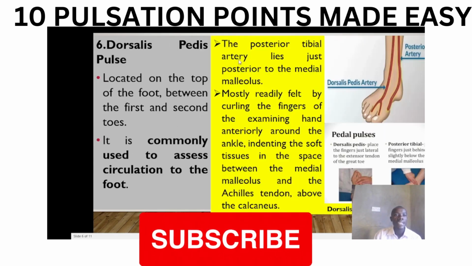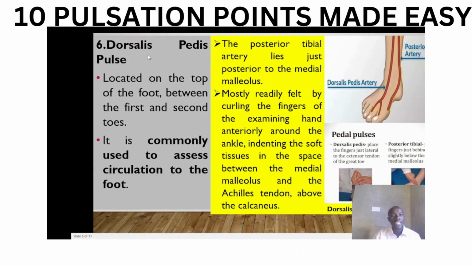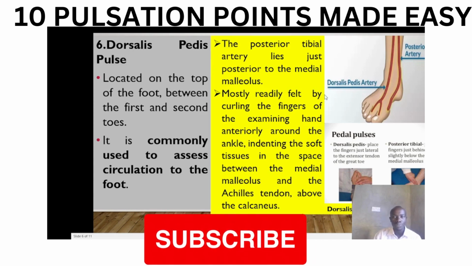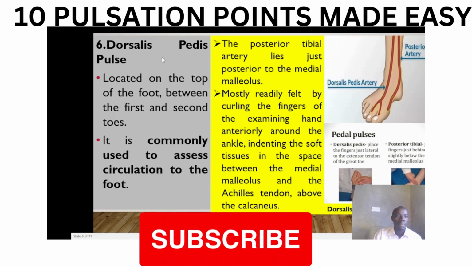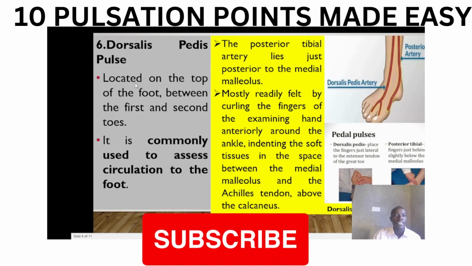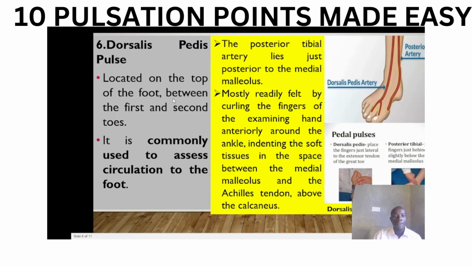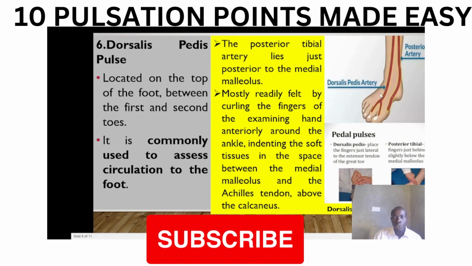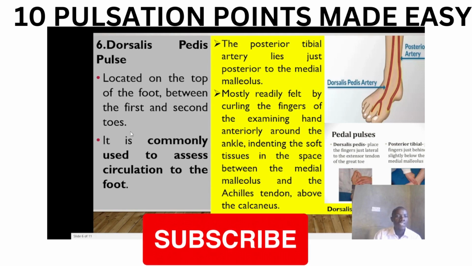The sixth pulsation point is the dorsalis pedis pulse, from the dorsalis pedis artery, okay? Remember, it's closely related to the posterior tibial artery, which we are going to look at in the next slide. But here, the dorsalis pedis pulse is located on top of the foot, between the first and second toes. Yeah, you can see the first and second toes. Yes, it is commonly used to assess circulation to the foot.